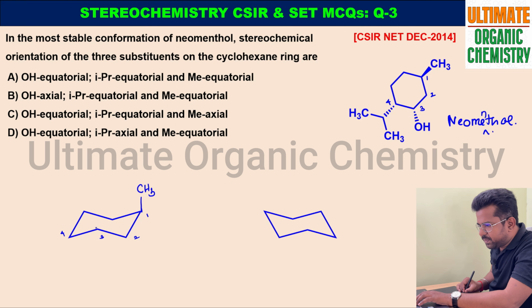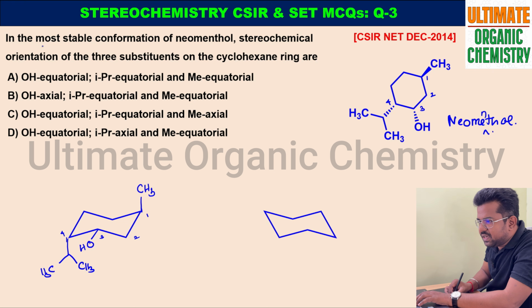And third carbon OH group is present below the plane. So at this carbon, the below the plane position is equatorial. And fourth carbon, if you look at, the isopropyl group is present below the plane, and in this carbon the below the plane position is axial. So this is one form, but they have asked it the most stable conformation.